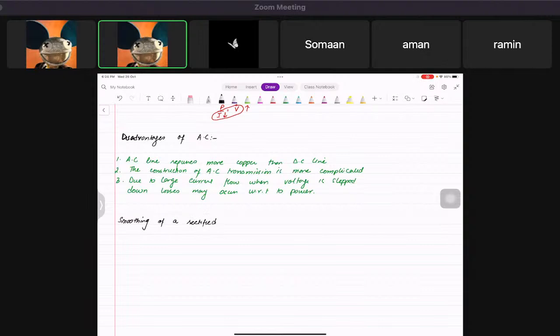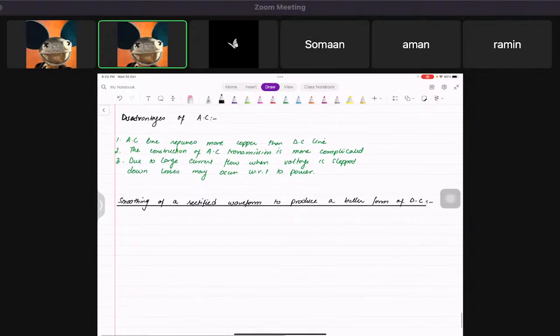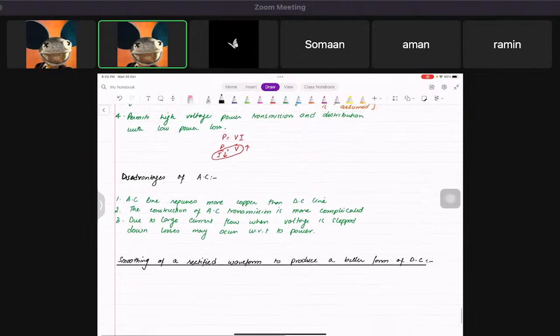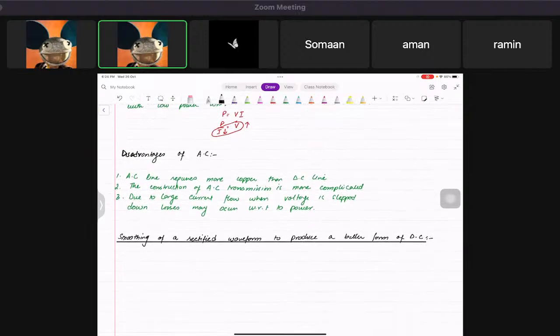So, smoothing of a rectified waveform to produce a better form of direct current. This is the most important topic that we're going to do today. Now, what you need to understand is that when we started doing this, right? First you can write this and then I'll explain it to you.